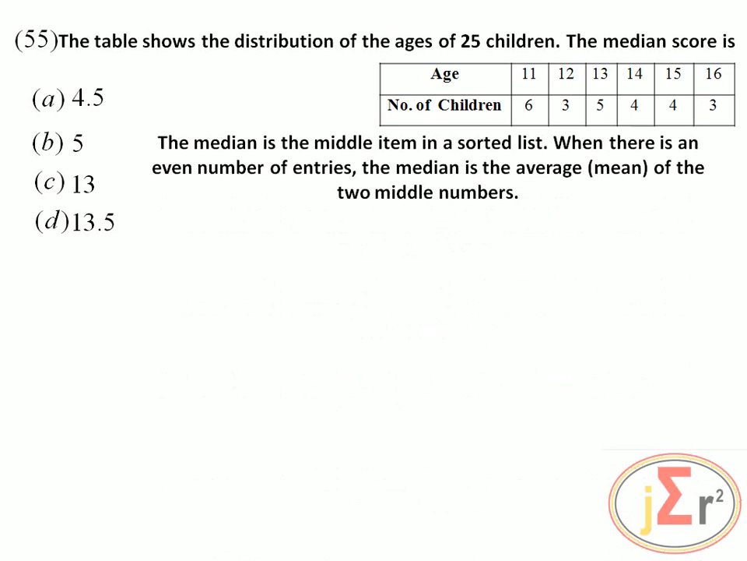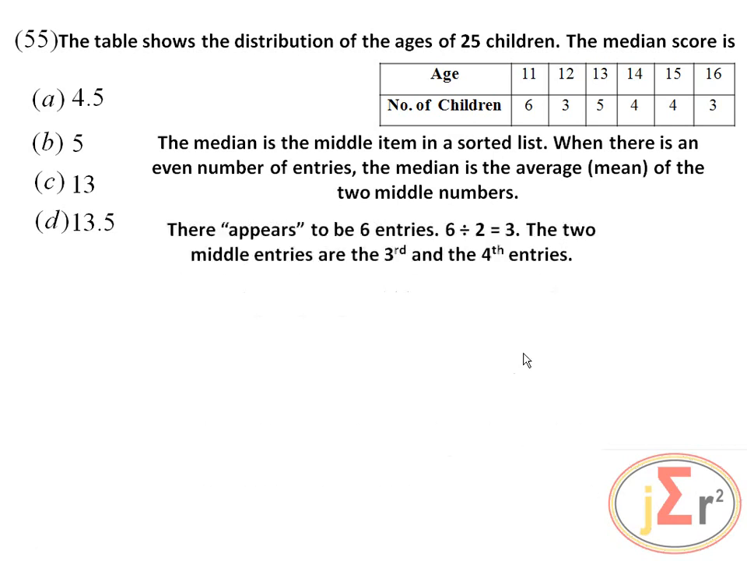When there is an even number of entries, the median is the average, which is the mean of the two middle numbers. So if we have an even number of items, then we are sure that we will have two middle entries. The median will be the average of those two middle entries. We just add them and divide by 2. There appears to be 6 entries. 6 divided by 2 is equal to 3. The two middle entries are the third and the fourth entries.